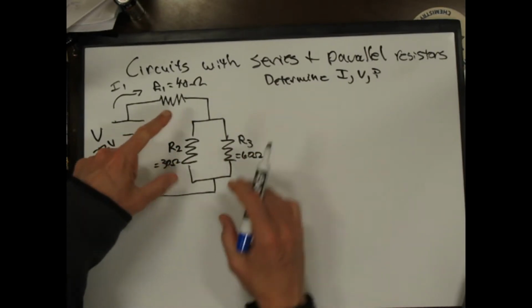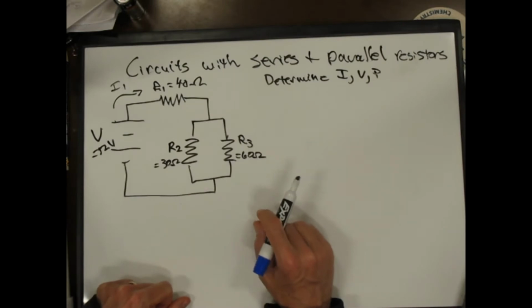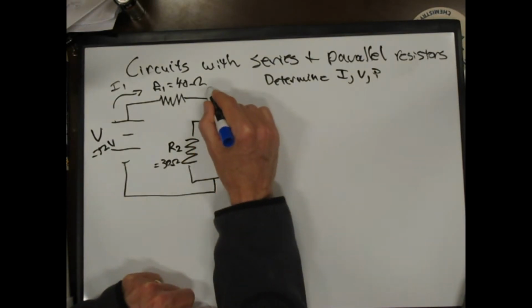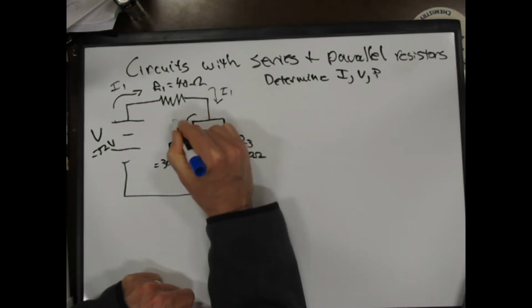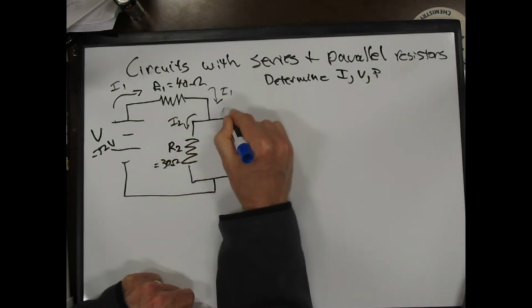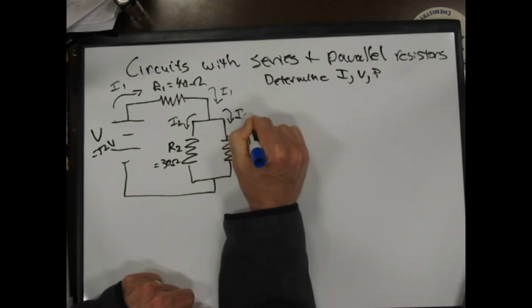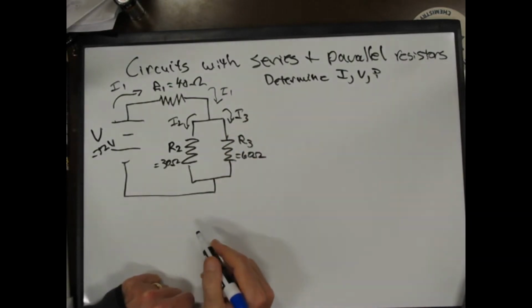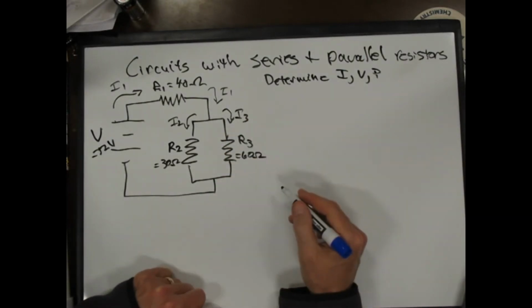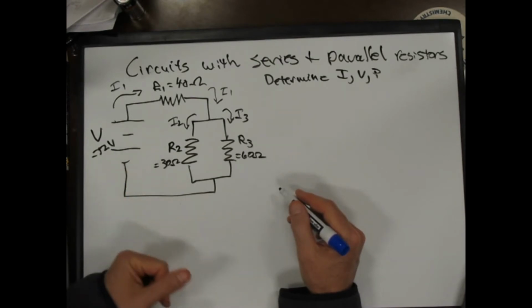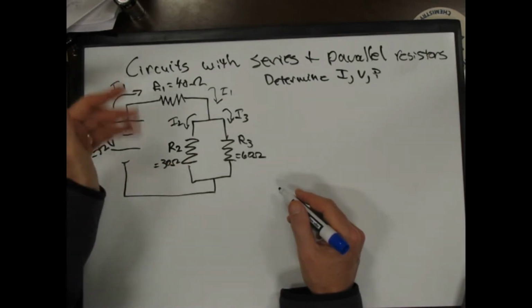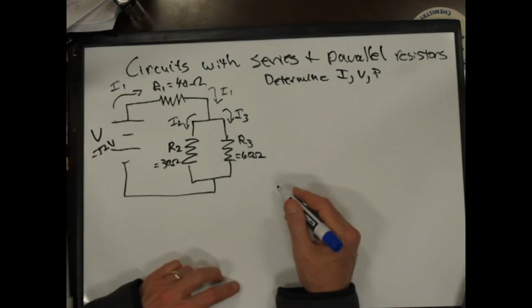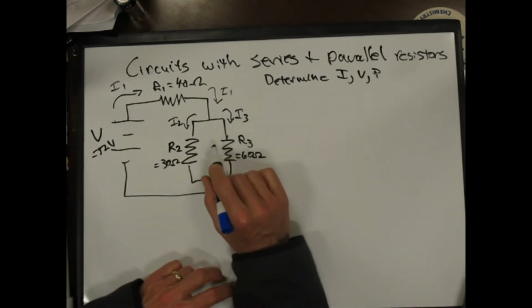Notice this guy is in series with these two which are in parallel, right? And so this I1, which comes through here, has to split into I2 and I3. And so I have to determine all of these if I want to determine any of the currents.